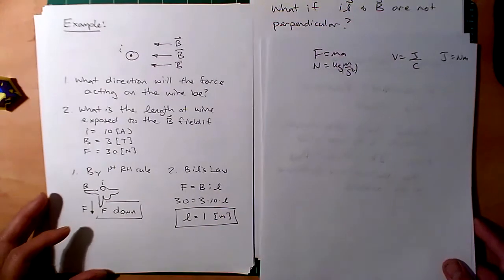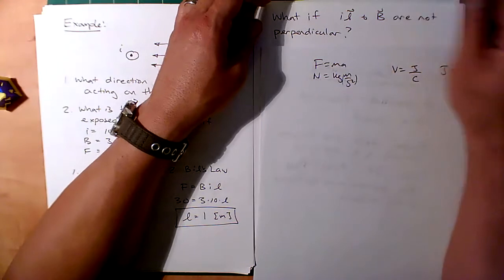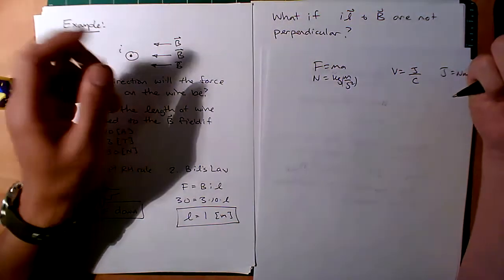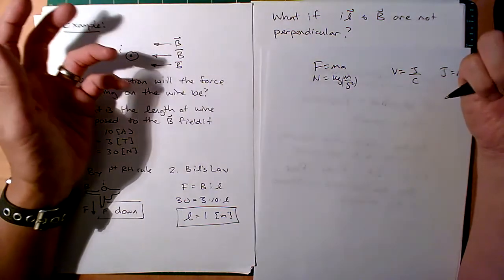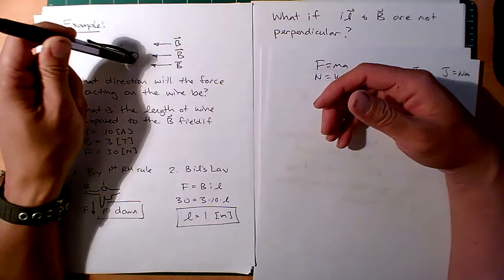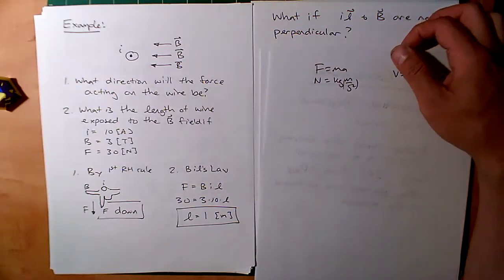Now, you might be asking the question, is it always the case that IL and B are perpendicular? What if there's a situation where they're not perfectly perpendicular, right? What if you had the current kind of off to the side or something like this, right? And that always happens, right?